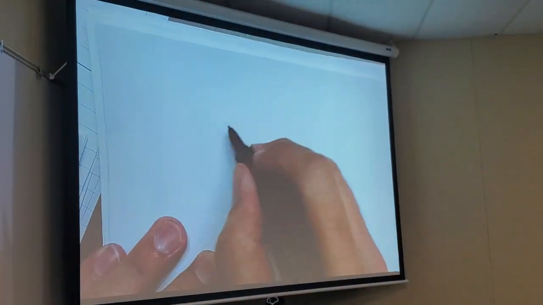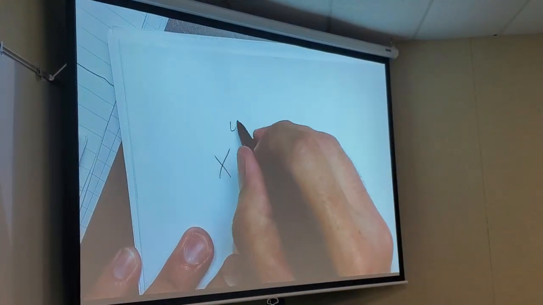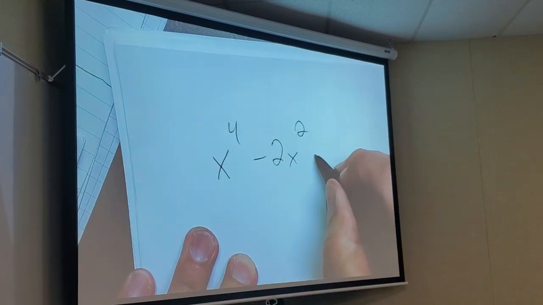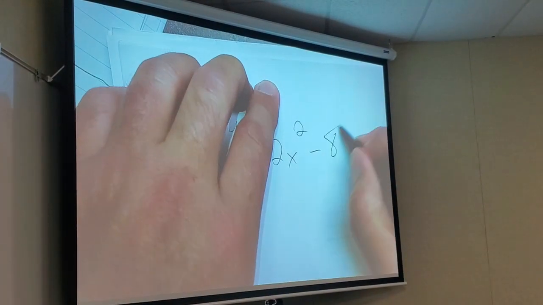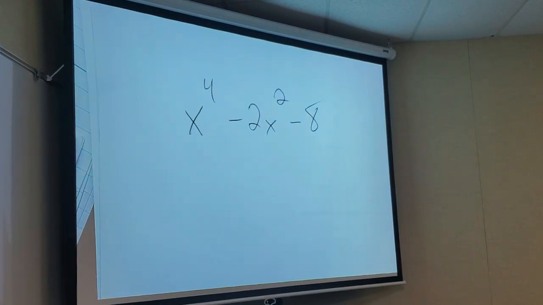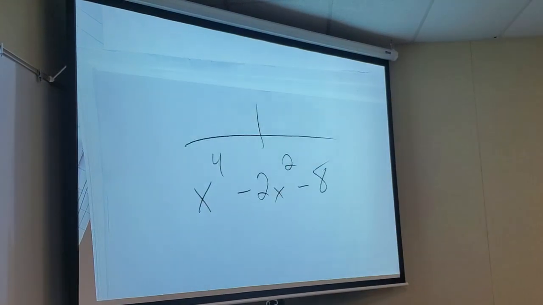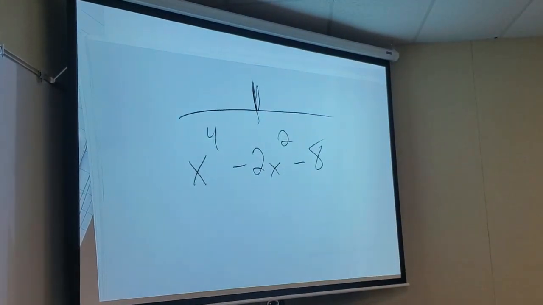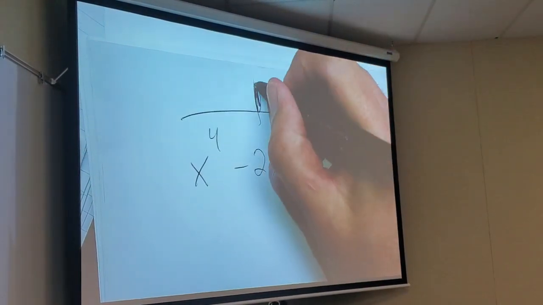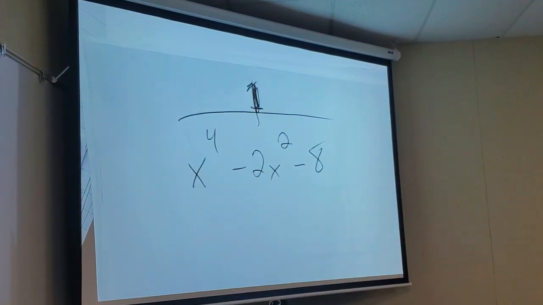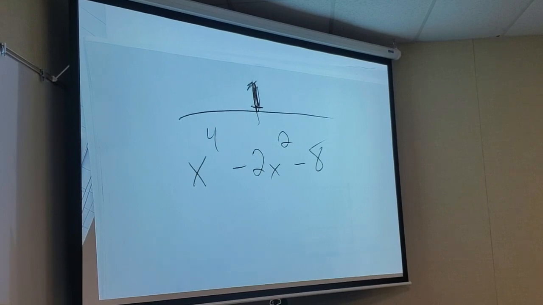So let me give you one like that, so I don't do all the homework for you. What do you got, Jeff? Sure. So let's say I've got this. I've got to figure out, what's this guy's domain? I can't let the bottom be 0. So in order to figure out what makes it 0, I've got to actually factor the bottom, right?